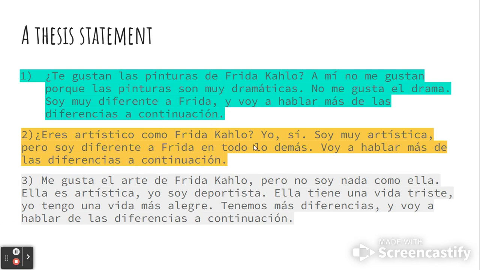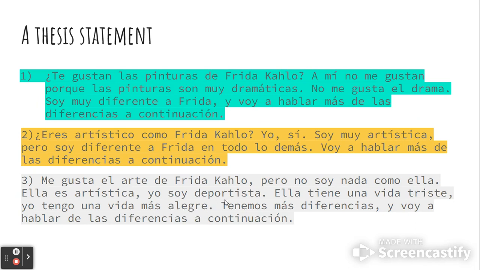¿Eres artístico como Frida? Yo sí. Soy muy artística, pero soy diferente a Frida en todo lo demás. This one's pretty much the same as the one above. Voy a hablar, I'm going to talk. Voy a hablar más de las diferencias a continuación. This just says exactly what you are going to do. Voy a hablar is an expression that we're going to be learning how to use very soon, coming up on the other side of spring break.